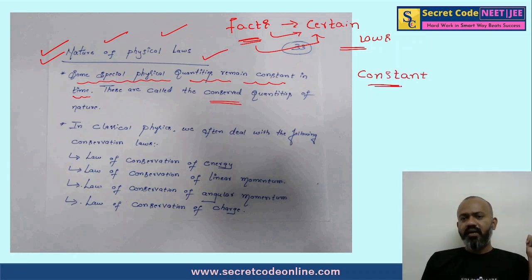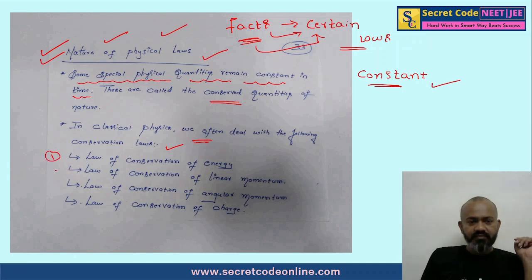Okay, they cannot be created, cannot be destroyed. That is what is known as conserved quantities. Some physical quantities are there in nature. They will remain constant and they are called conserved quantities. And in classical physics we will deal with four kinds of conservation laws: first, second, third and fourth.